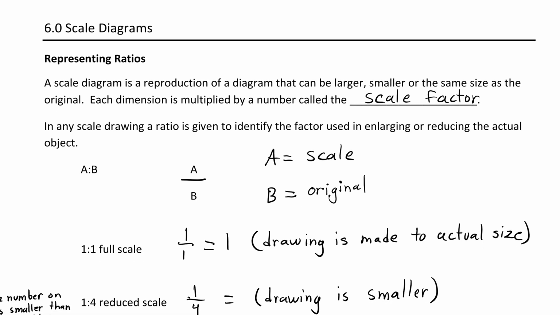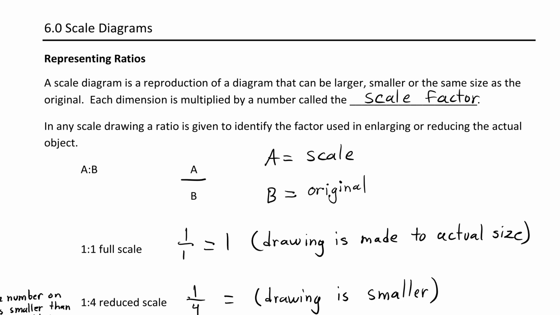Now we'll start off with looking at representing ratios. A scale diagram is a reproduction of a diagram that can be larger, smaller, or the same size as the original. Each dimension is multiplied by a number called the scale factor. So what we're going to look at today is either using that scale factor or calculating that scale factor.